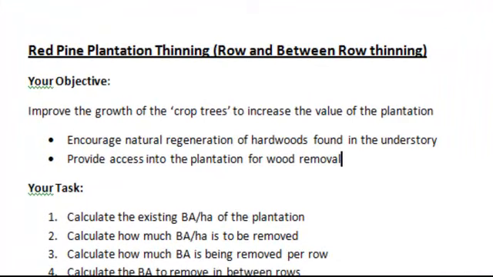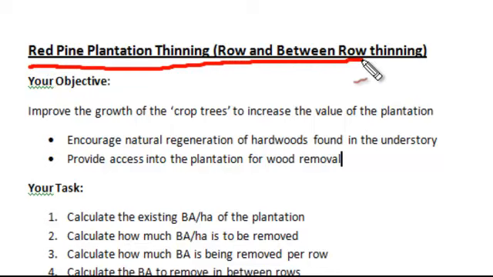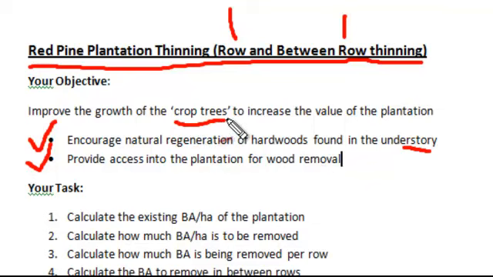All right, what I want to show you here, this is the assignment you're going to be doing, is the red pine thinning, and what we're going to be looking at is row thinning and between row thinning. Your objective for this red pine plantation is to encourage natural regeneration of the hardwoods found in the understory, if there are any, and also to provide access into the plantation for wood removal.